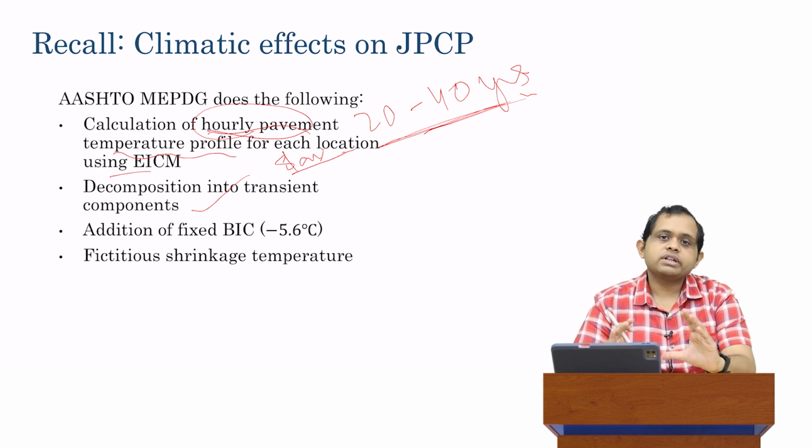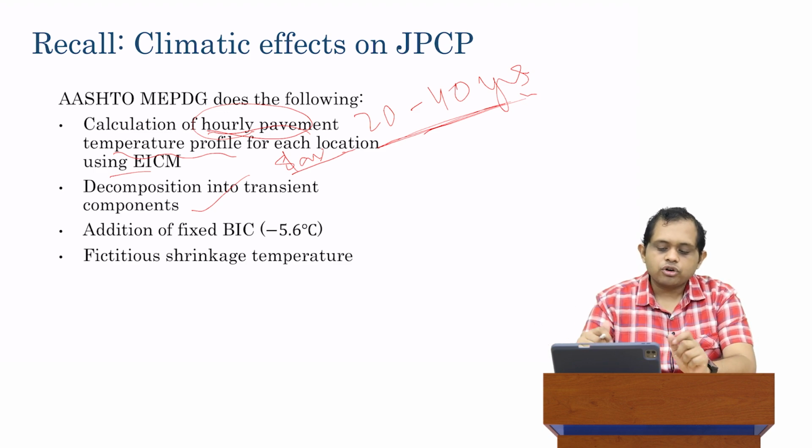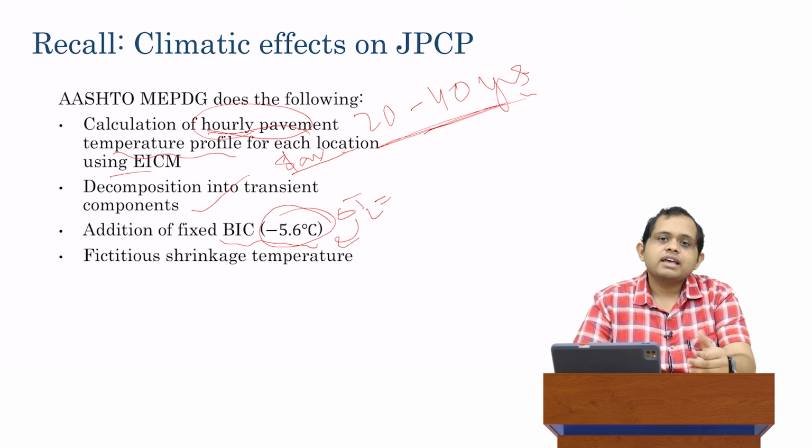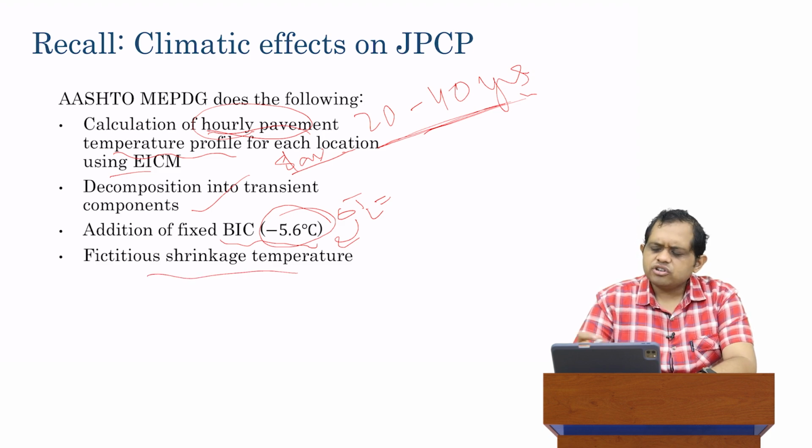Then we just talked about this decomposition of the transient temperature components into its constituent components. So that's the constant component, the linear component, and the non-linear component. So I won't repeat what we talked about. Then there is the addition of a built-in curling, which is minus 5.6 degrees Celsius temperature difference. So the idea is, for built-in curling, we add a delta TL equal to minus 5.6 degrees Celsius into the analysis in the AASHTO MEPDG. We'll see what we do in IRC 58 shortly. And then there is fictitious shrinkage temperature. I already mentioned this, so I won't repeat it again.